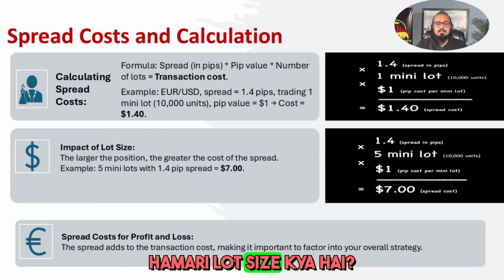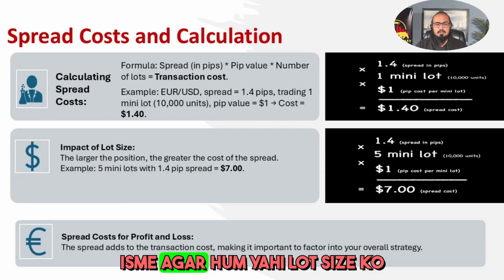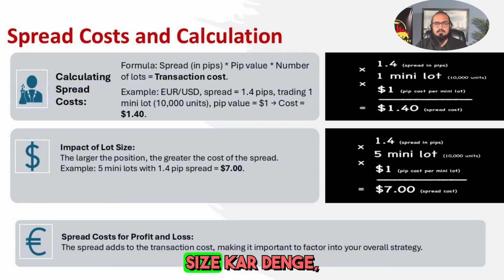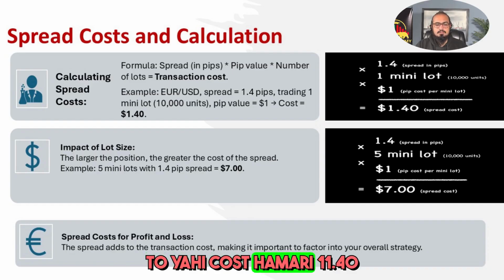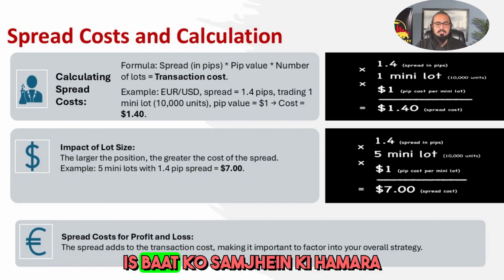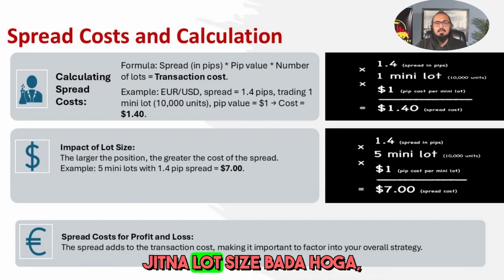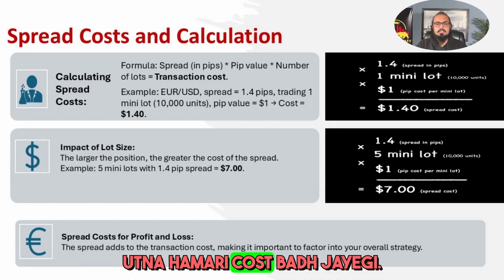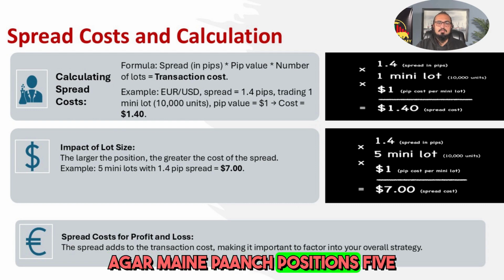What is our lot size? It is 0.1. If we change this lot size to 1.0, a standard lot size, then this cost will become $14. If we make it 0.01 lot, then our cost will become 0.14. Understand that the larger our lot size, the more our cost will increase.